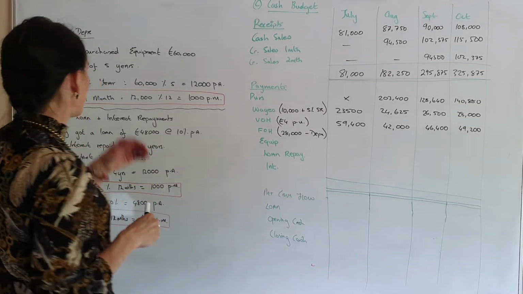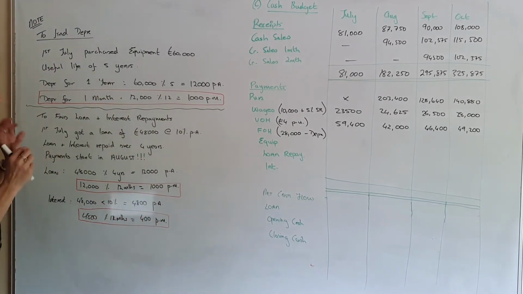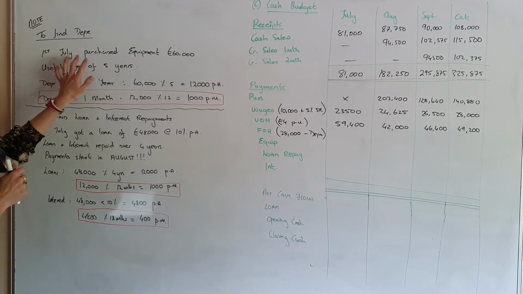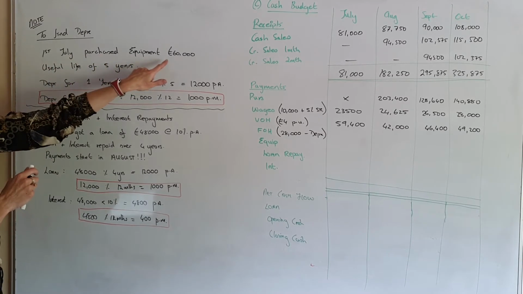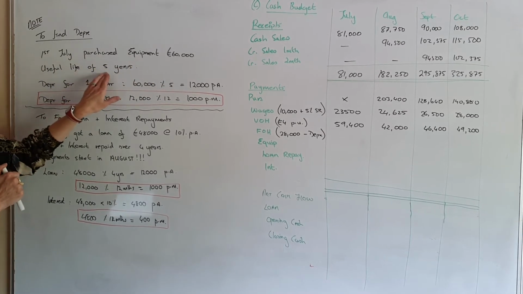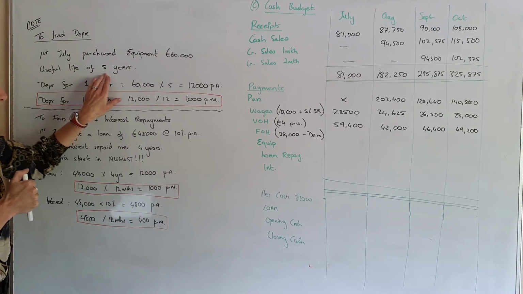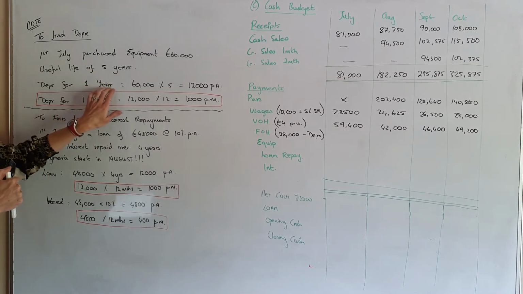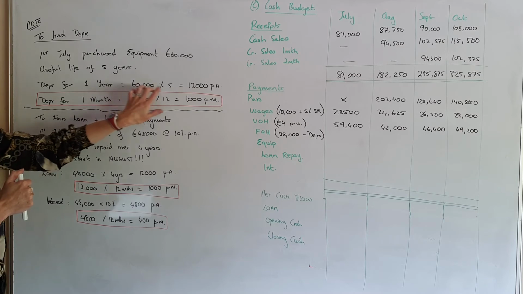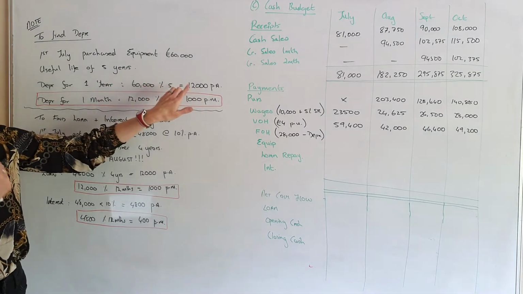Okay, so to work out our depreciation, just do an aside note for your depreciation. On the 1st of July, they said you purchased equipment for 60,000, and you would have it for 5 years, or useful life 5 years. That means depreciation for 1 year would be 60,000 divided by 5, so every year you're writing off 12,000.